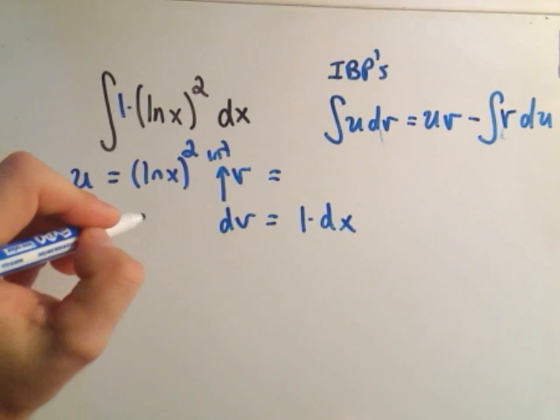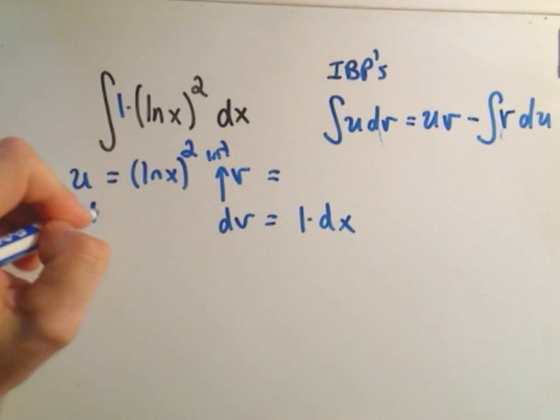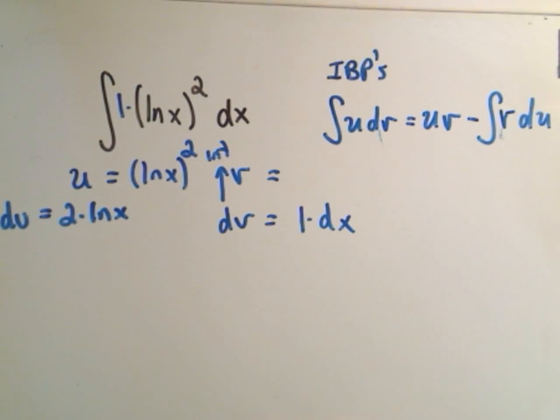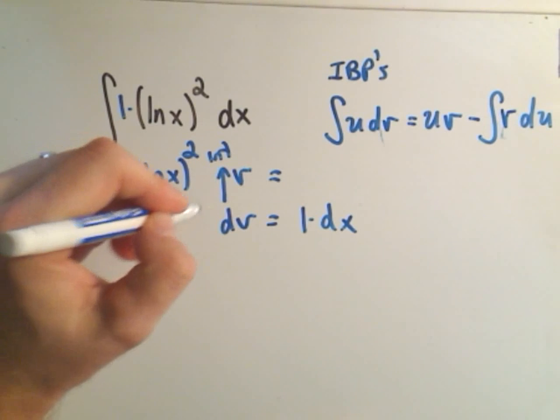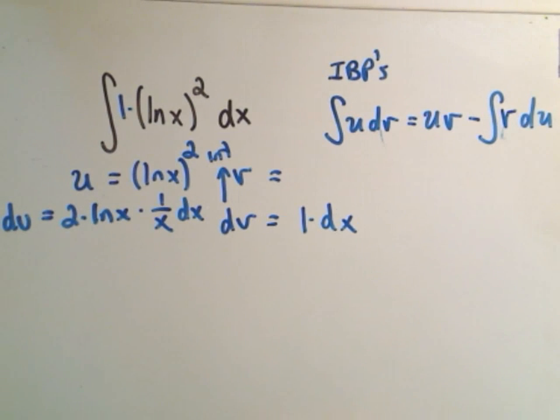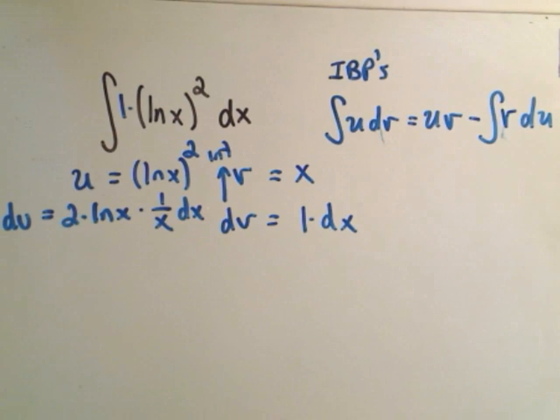If I take the derivative, I'm going to have to use the chain rule. I'll get 2 times the natural logarithm of x to the first power, and then I multiply that by 1 over x dx. If dv is 1 dx, when I integrate, I'll simply get v equals x. Okay, so I need to fill in all this stuff.